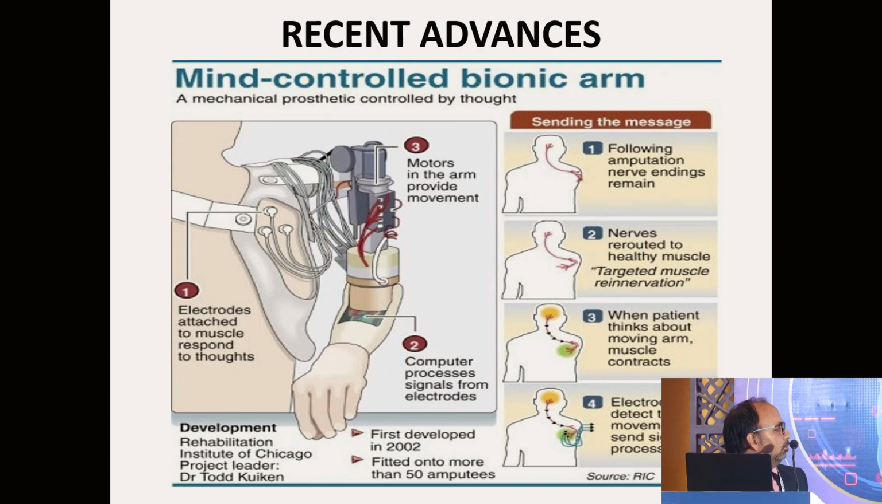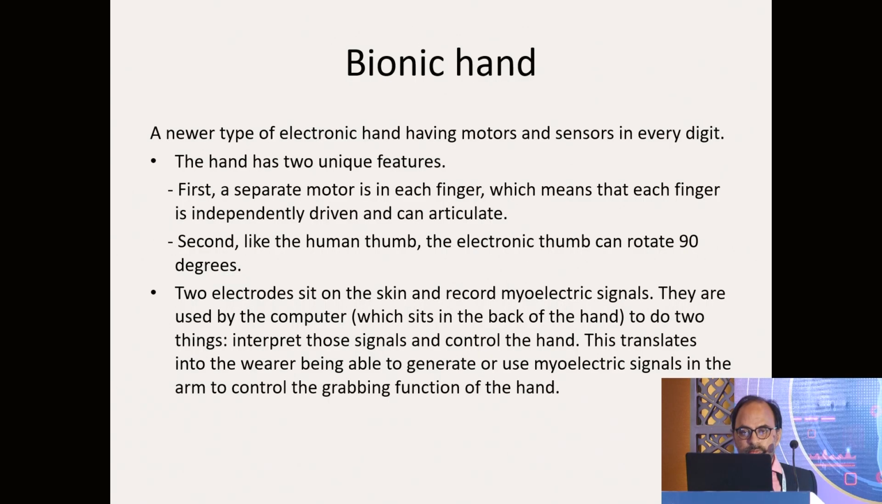So this was developed at the Rehabilitation Institute of Chicago by Dr. Todd Kuiken, and was first developed in 2002. Until now, they have fitted it onto more than 50 amputees. So the same thing, bionic hand. As I already told you, a motor is there and the control is through the motor.